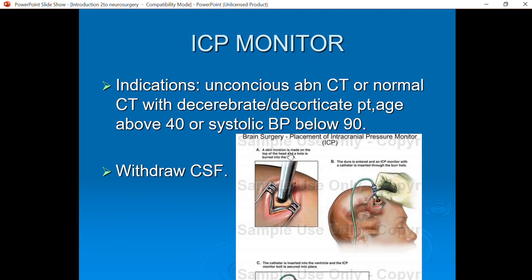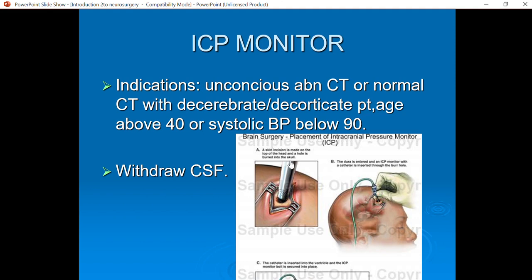It's a small catheter inserted through a small twist drill or burr hole into the brain parenchyma or into the ventricles of the brain. There are two versions. One is just to measure the ICP, which allows us to monitor and correct, and gives us an early alarm that the hematoma is increasing. Of course, ICP monitoring is done only in patients who are intubated.